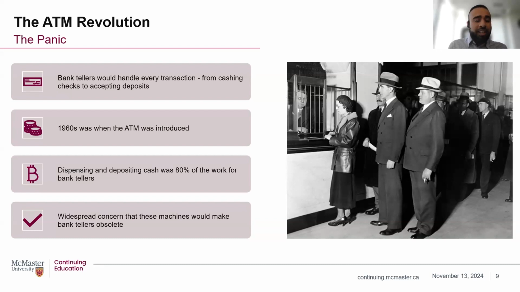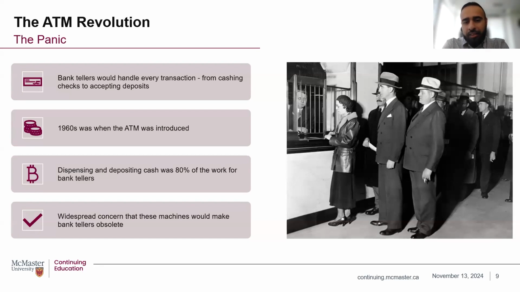In the 1960s the ATM was first introduced, and it removed a lot of that work from bank tellers. Instead of waiting in line and talking to a teller to take out or deposit your cash, you could simply go to an ATM, put your card and PIN in, ask how much you want, and move on with your day. This removed about 80% of the work for bank tellers. 80% of their time was spent on simple transactions: I need to pull this cash out, I need to deposit a check.